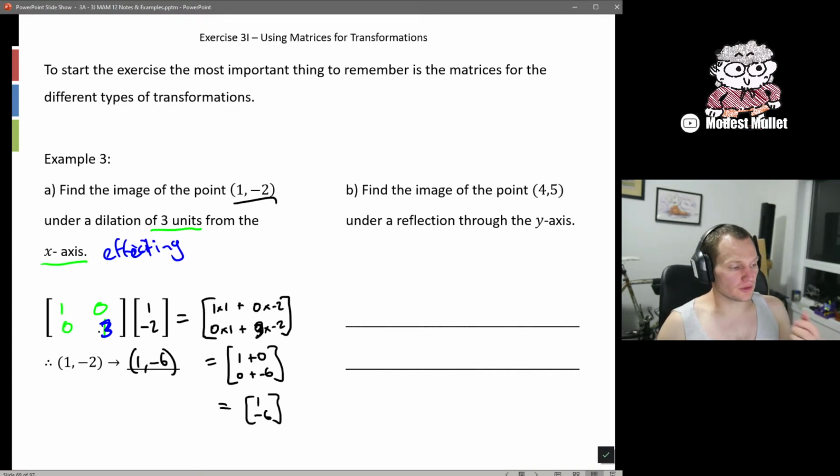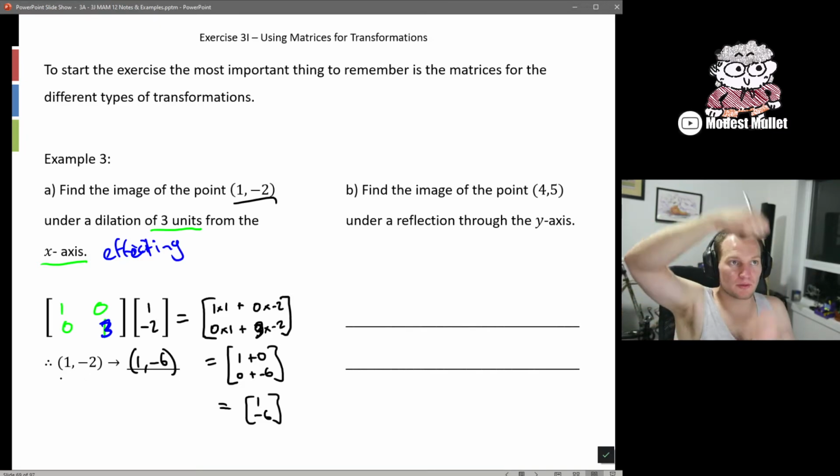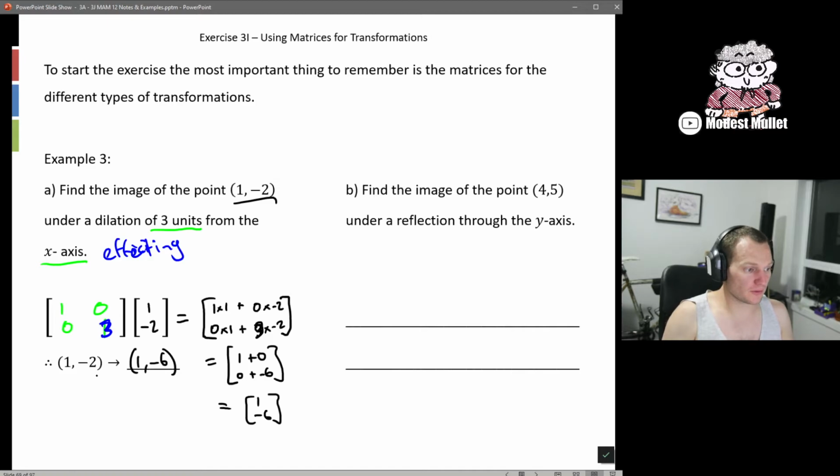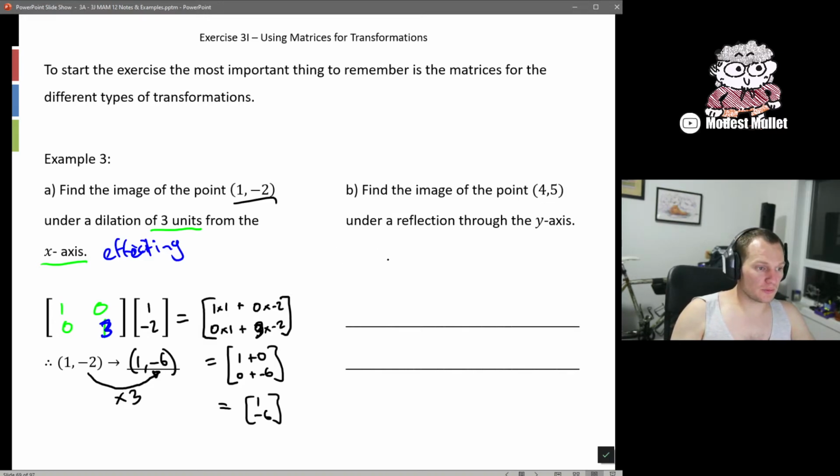If we look at the actual coordinates, I started at 1, negative 2. I'm dilating by 3 units from the x-axis. Okay, so I'm stretching away from the x-axis, so my y values change by a factor of 3. I can see that that has gone up by 3. Now, you could have just multiplied by 3 straight away, a bit of intuition, but this was just a simple example. Once we start combining all the transformations, it becomes much more complex, hence we want to use the matrices. Okay, so we'll do this example: find the image of the point 4, 5 under reflection through the y-axis.